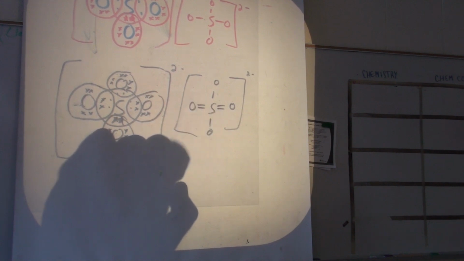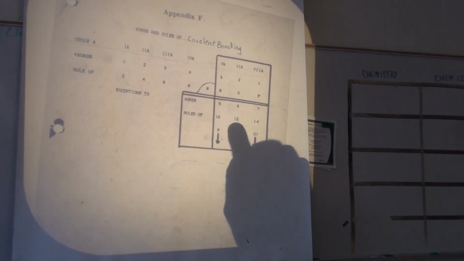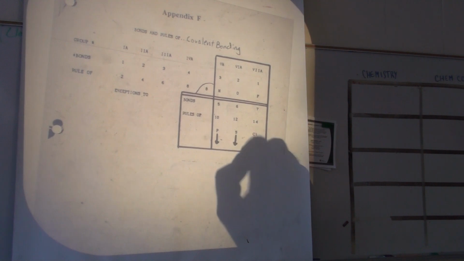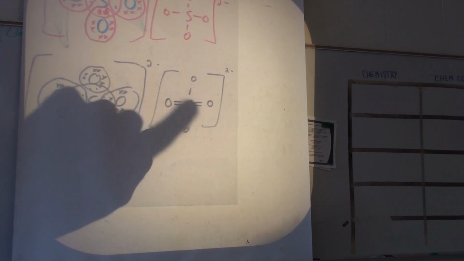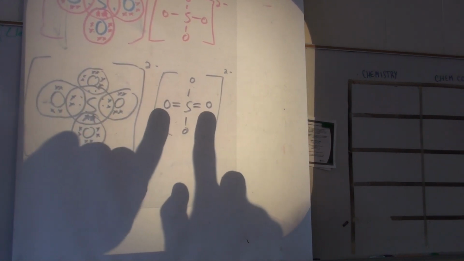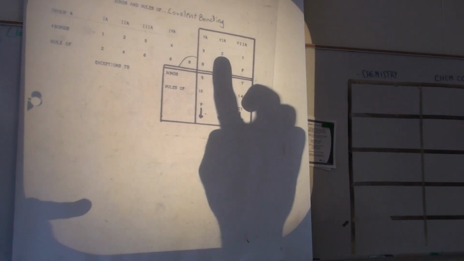6, 2, 4, 6. Okay? So 6 bonds. So sulfur has 12 electrons, 6 bonds. So the sulfur's happy. Woo! What about the oxygens? At least these two. Very happy. They've got their 2 bonds. They're happy.